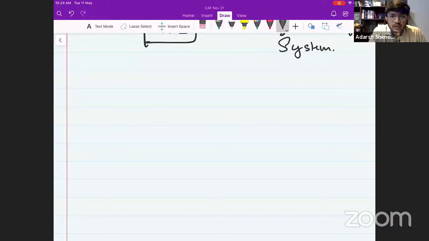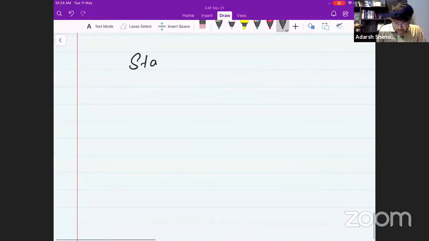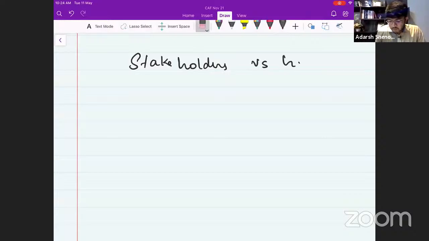Okay, so Anne asks, sir, I have a doubt. What is the difference between stakeholders and shareholders? Stakeholders is a bigger term. Stakeholders means basically everyone who is interested in the business. Shareholders are people who have a share in the business, that is ownership in the business. So stakeholders is a very broad term.